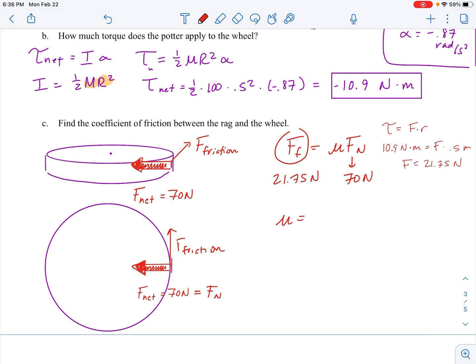And now I'm ready to solve for mu. Mu is going to be equal to F friction over F normal, which is going to be 21.75 divided by 70, which is 0.31. And remember that the coefficient of friction has no unit.